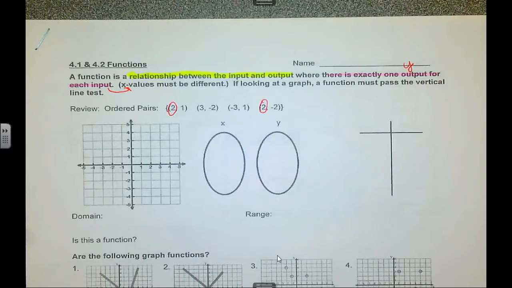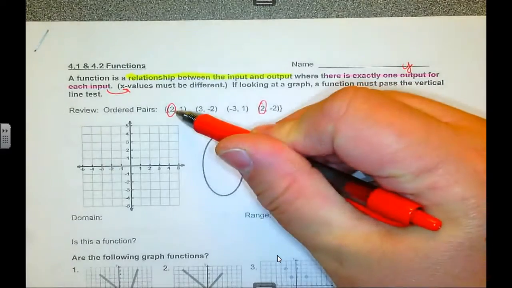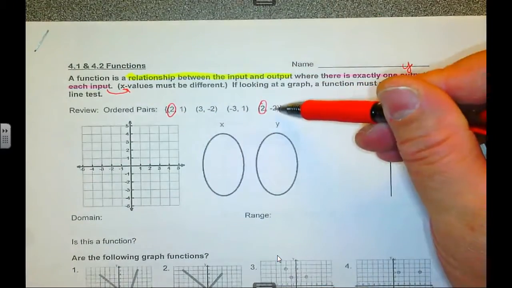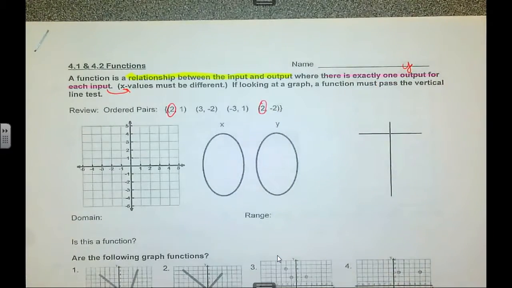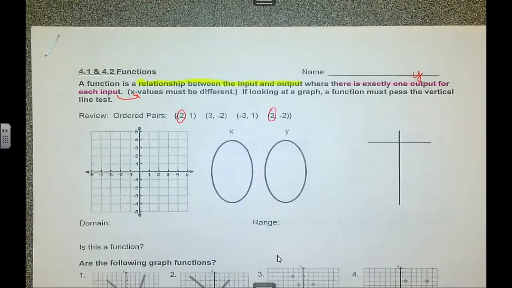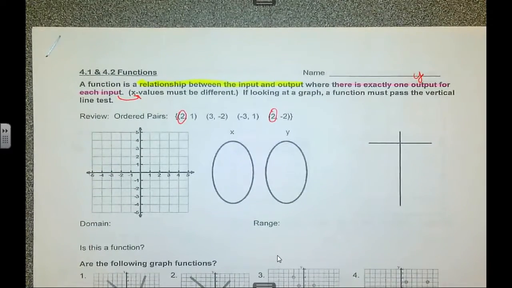All right, so this x has a value of 1 for its y. This x has a value of -2, so 2 for x does not have exactly one output. This is not a function, by the way.